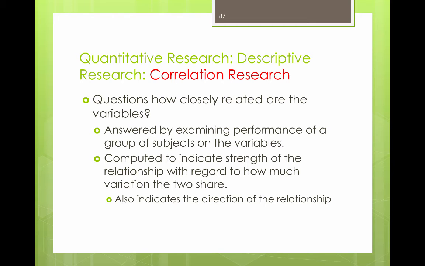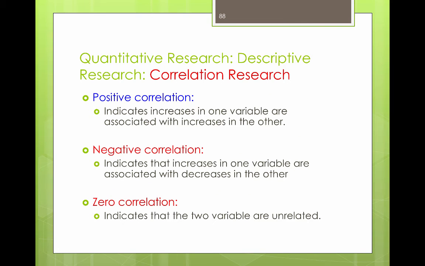And you can answer that by examining the performance of a group of subjects on the variables. And then you could see how strong the relationship is with regard to how much variation the two share. So it indicates the strength of a relationship between two variables. If you have a positive correlation, an increase in one variable is associated with an increase in another variable. A negative correlation indicates an increase in one variable that is associated with a decrease in another variable. And a zero correlation indicates that the two variables are unrelated.